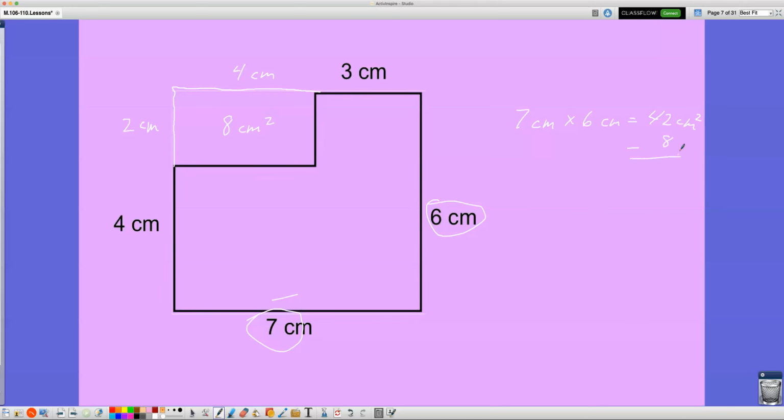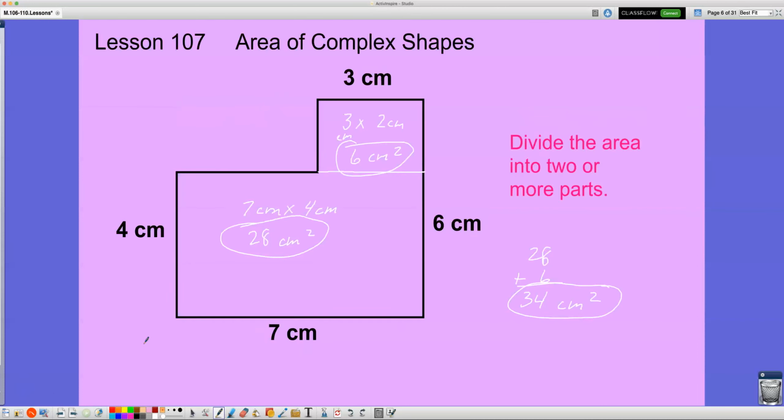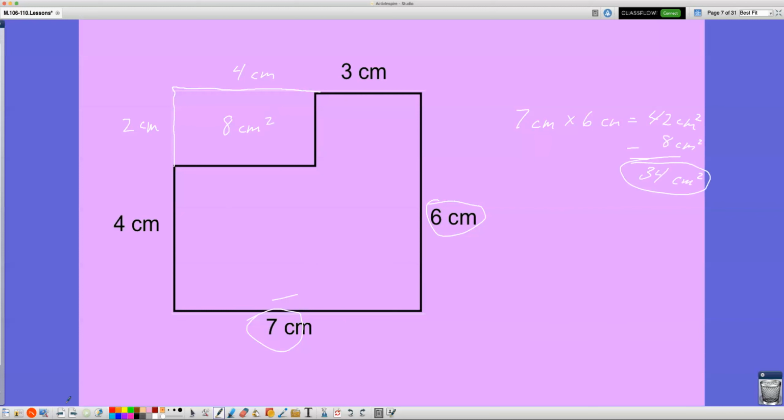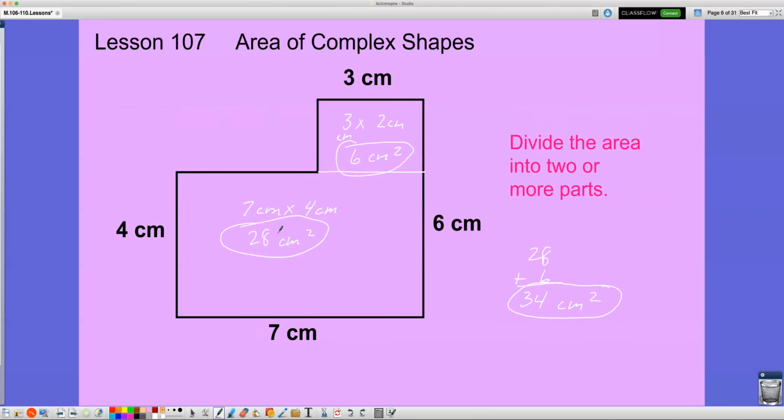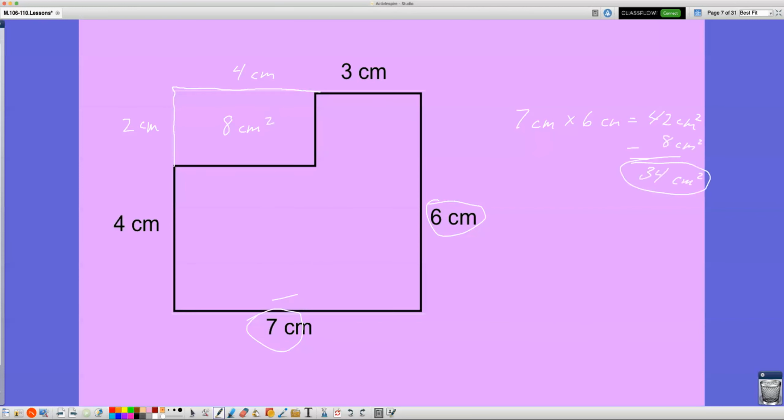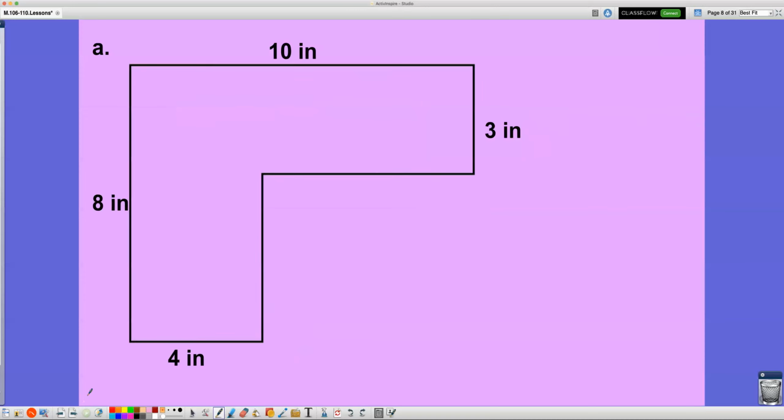If I subtracted 8 centimeters squared, my answer is still going to be centimeters squared, by the way. 42 minus 8 makes 34. And that space is the same as we had before, the same space. It's just that we're using a negative space now. So there are 3 different ways you can look at that complex shape.